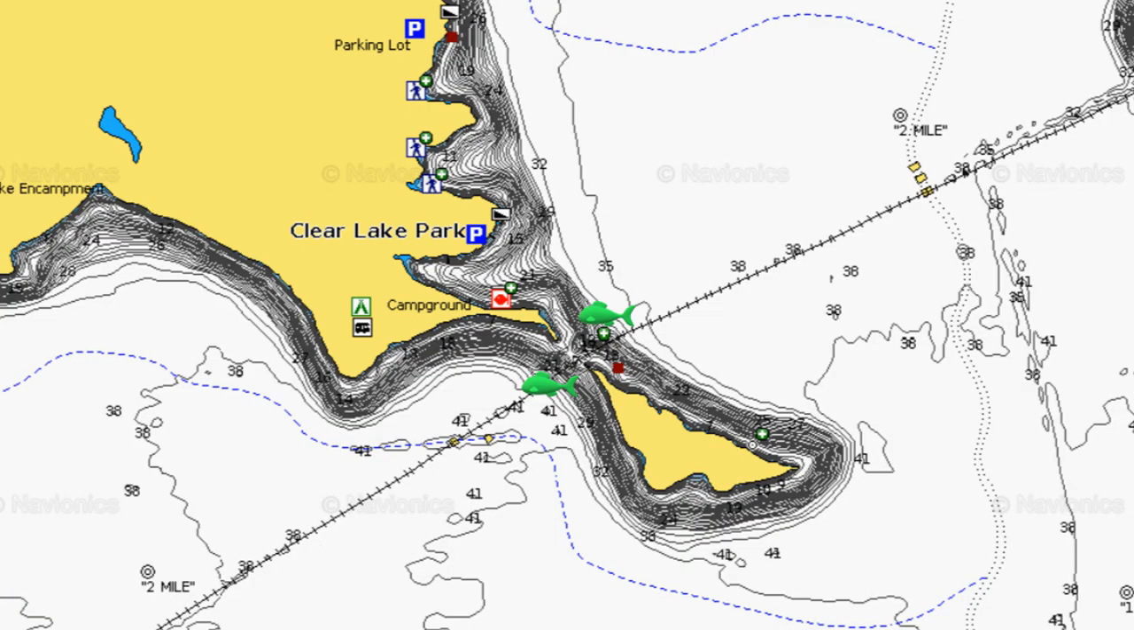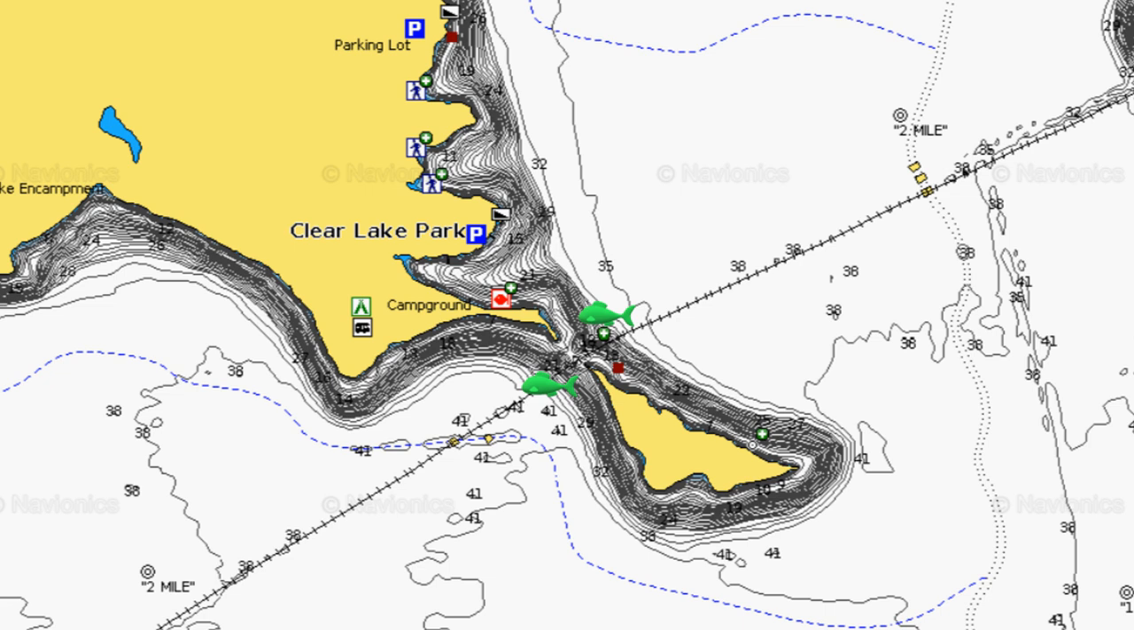What is a saddle? Well, first off, saddles are really easy to find on the map if you know what you're looking for. Essentially, you're just looking for something that looks like a saddle. You've got a higher spot on the front and a higher spot on the back, and it makes a dip to a low spot in between those two pieces of structure.